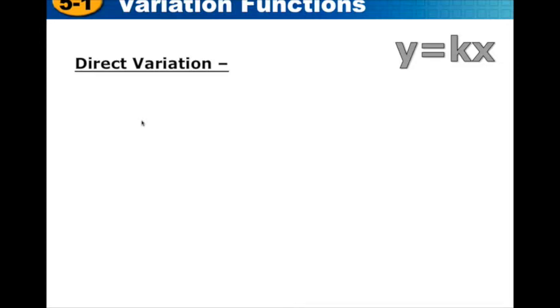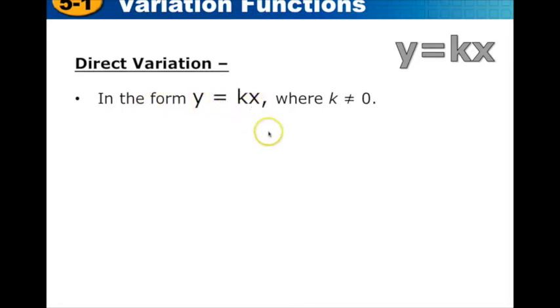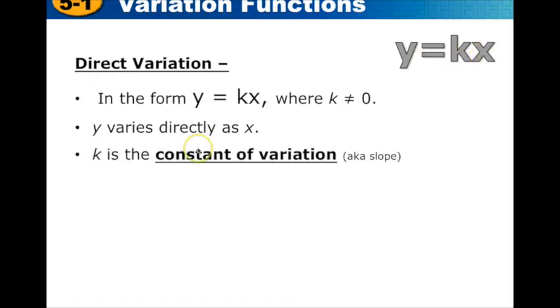The first type of variation is direct variation. And direct variation is something that happens in the form y equals k times x, where k is not 0. We read this: y varies directly as x. Y is directly proportional to x. K in this circumstance is called the constant of variation. It's also known as the slope.